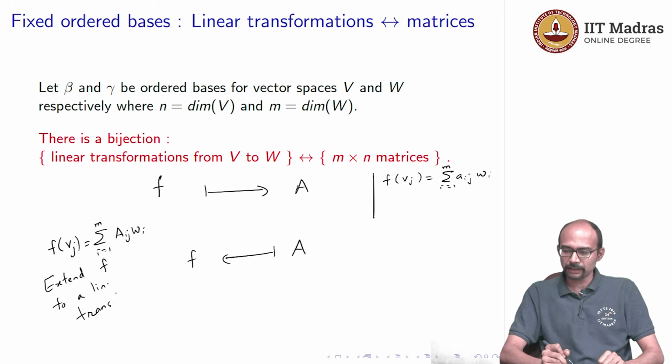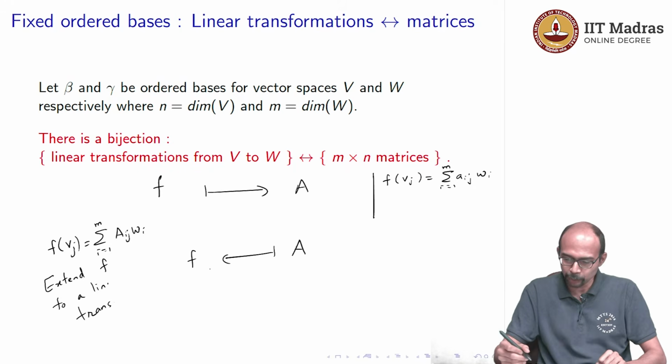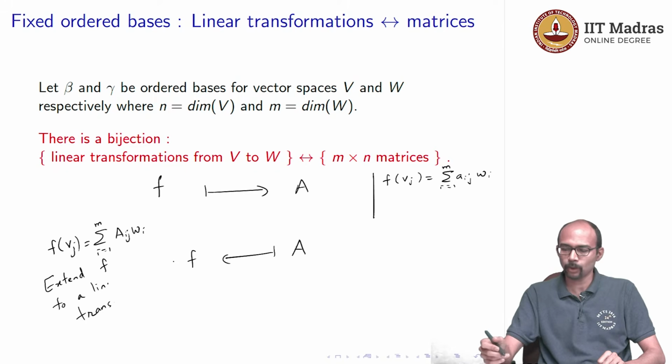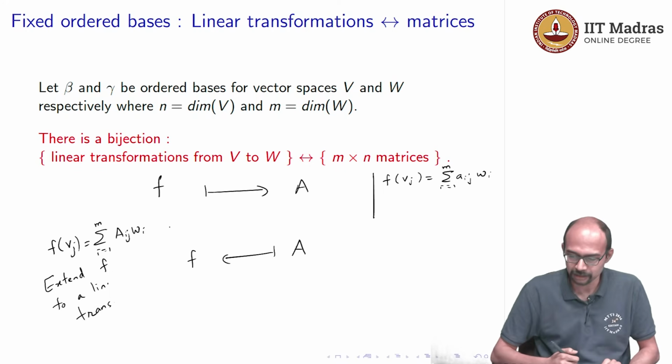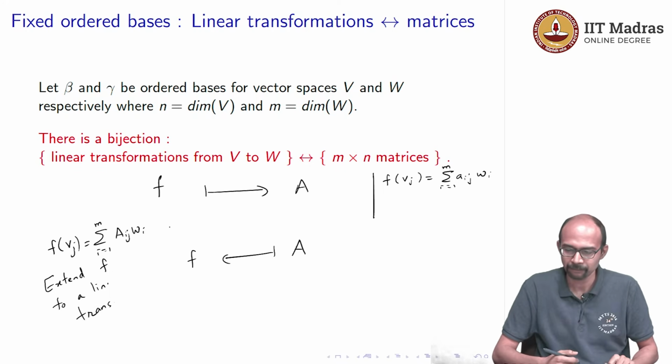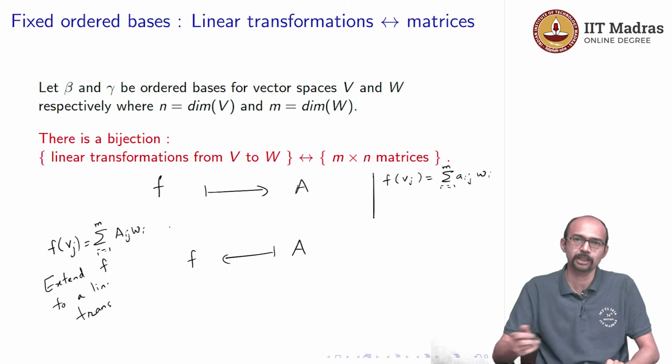So it is clear that if you start with A, produce F, and then ask what is the corresponding matrix, you get back A. That is what we saw on the previous slide. And if you start with F, get your matrix and then get the corresponding linear transformation, then you will clearly get back F. I will leave it to you to check that this is indeed a bijection, this is the correspondence.